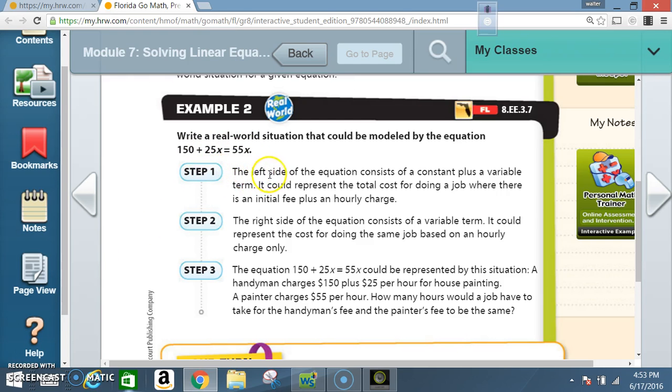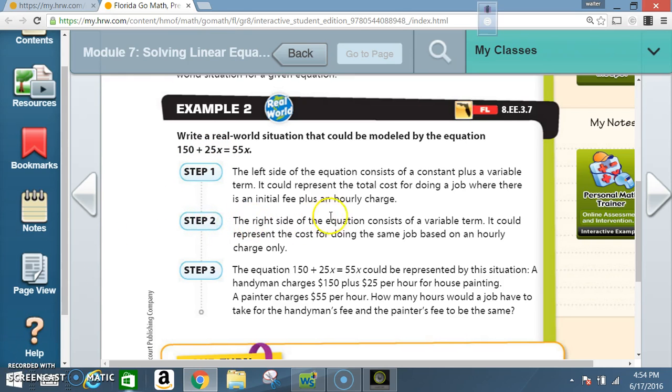Step 1. The left-hand side of the equation consists of a constant plus a variable term. It could represent the total cost for doing the job, where there is an initial fee plus an hourly charge. The initial fee is $150. The hourly charge is 25 times x, in other words, $25 per hour, where x is the number of hours.